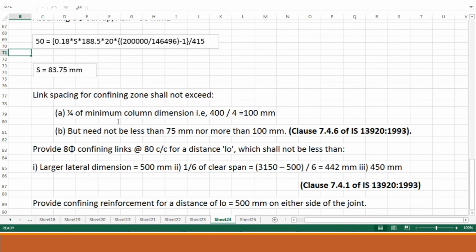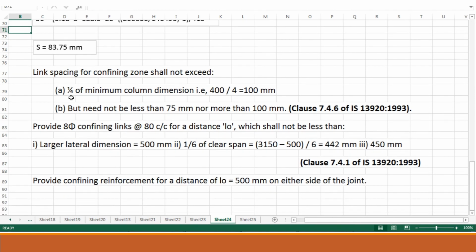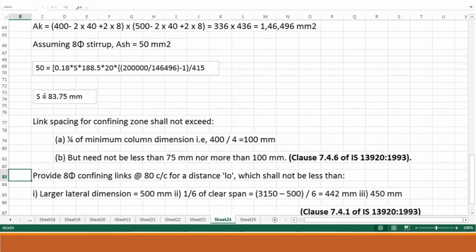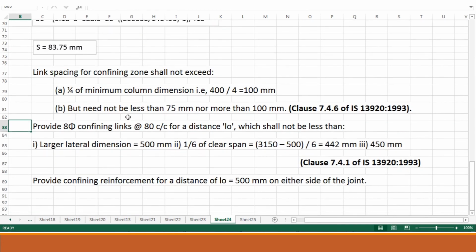Now the link spacing for the confining zone shall not exceed. This is again as per clause 7.4.6 of IS 13920. It shall not exceed 1/4 of minimum column dimension, that is 400 mm by 4, that's 100 mm, but need not be less than 75 mm, not more than 100 mm. That's another clause. So we provide 8 mm phi confining links at the rate of 80 mm center to center, because what we need is at least 83.75. It should not be less than 75. It should not be more than 100.